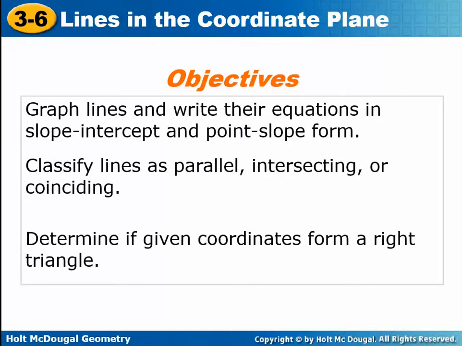Our objectives today are to graph lines and also to write their equations in slope-intercept and point-slope form, to classify lines as either parallel, intersecting, or coinciding, which means they're exactly the same line, and to determine if given coordinates form a right triangle.